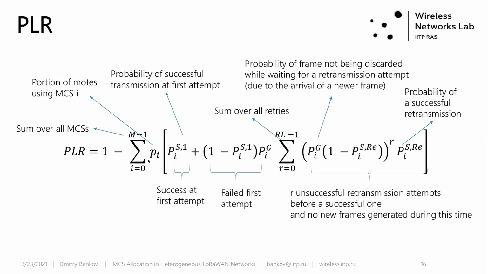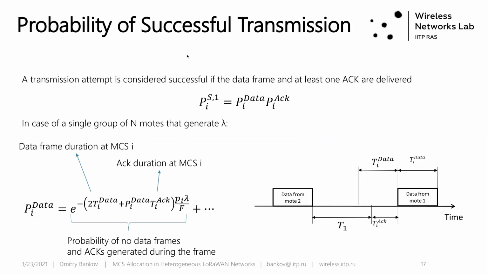So this equation consists of several values which we have to define. Let us talk about P_S1, which is the probability of modes making a successful transmission at first attempt. A mode makes a successful transmission at its first attempt if it sends a data frame successfully, which happens with probability P_data_i. And after that, it receives an acknowledgement, which can be either an acknowledgement in the main channel or in the downlink channel.